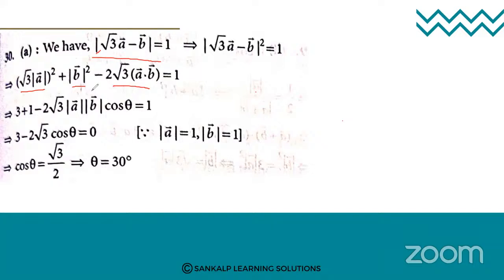So when we simplified further, what do we get here? We know mod a is again equal to 1, mod b is also equal to 1. So on simplifying, we get 3 minus 2 root 3 cos theta is equal to 0, or cos theta will be equal to root 3 upon 2, which implies theta is equal to 30 degree. That will be the angle between the vectors when root 3a minus b is a unit vector. So option A will be the right answer.